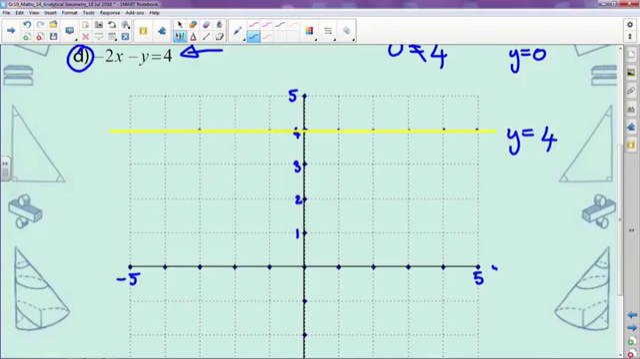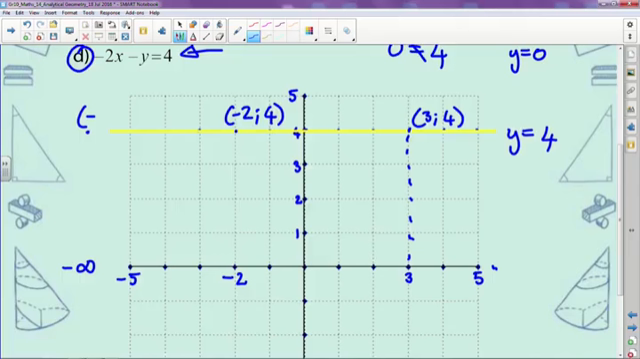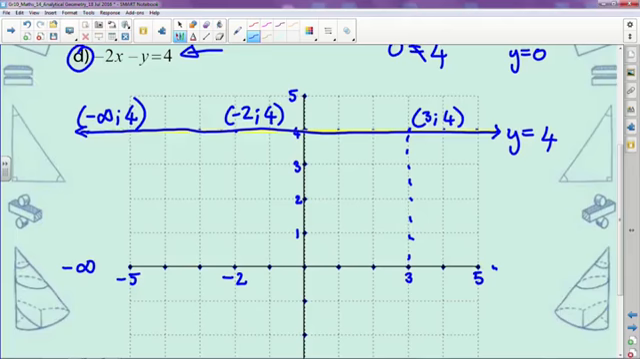So even when x equals 3, y equals 4. So 3, 4. And when x equals negative 2, what is y equal to? 4. And when x equals negative infinity, what will y be equal to? If you said 4, you would be absolutely correct. The whole way along this line, y will equal 4.